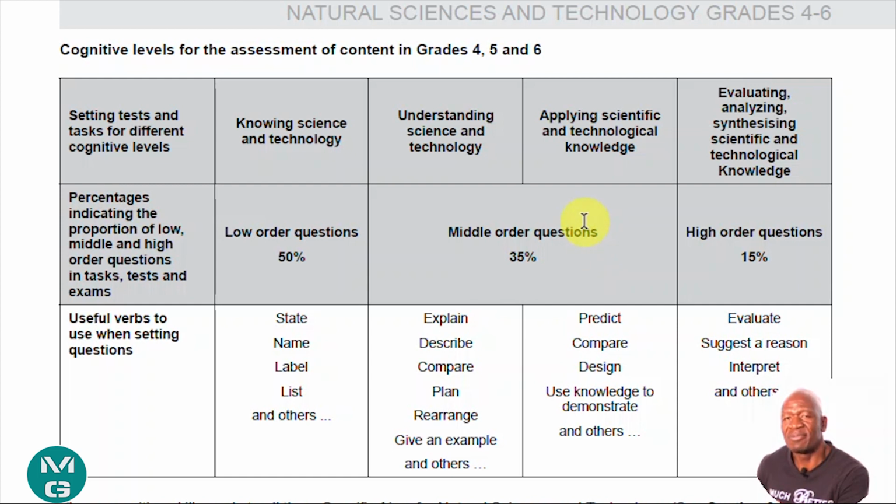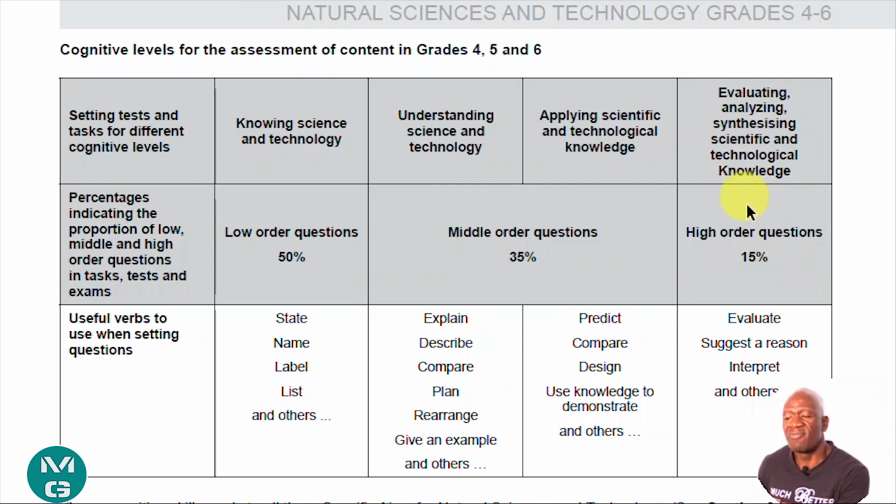So the types of questions that will be asked there, those are the middle order questions, and they will be made up of these words: explain, describe, compare, plan, predict, design, and the others. So all those types of questions have to do with not low order, but middle order questions, which are supposed to make 35% of the total percentage of that formal task.